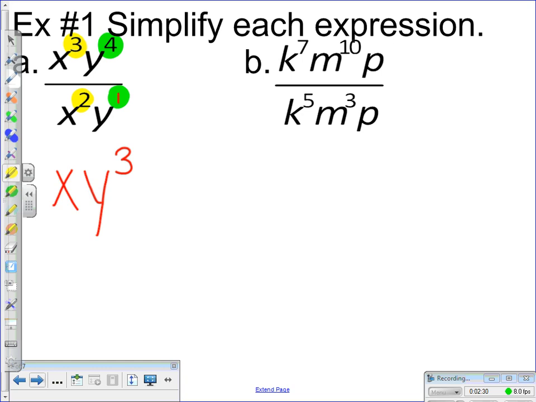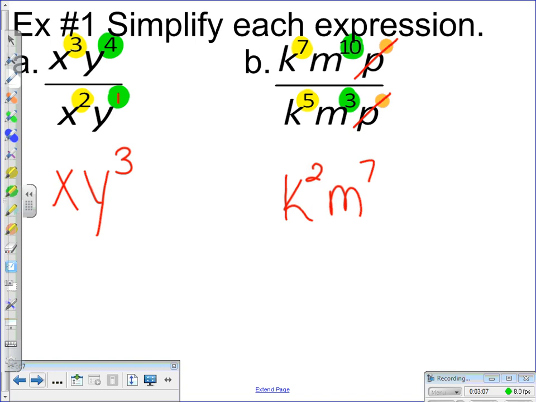Now with example B, k has a 7 and a 5. 7 minus 5 is 2. For the m's, 10 minus 3 makes 7. Now for the p's, they don't have numbers, but 1 minus 1 is 0. 0 means I shouldn't even see a p. So if there's a p on the top and a p on the bottom, we can just cross those out. They will cancel each other out, and our answer is k squared m to the 7th.